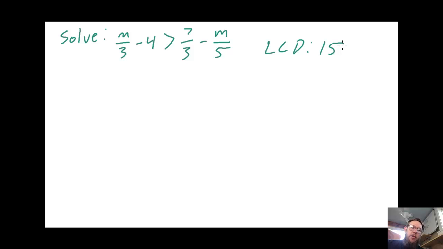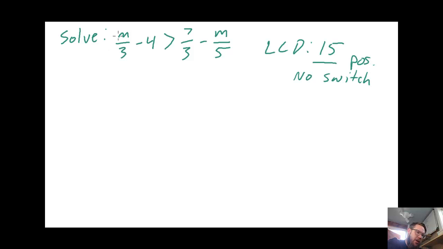What do we need to remember when we are multiplying or dividing both sides in an inequality? We have to remember that if we multiply or divide by a negative number, we're going to switch that inequality sign. So we're going to switch directions. This is a positive number, so we don't have to switch. If we add or subtract, we don't do anything to the inequality sign either. So we're going to multiply both sides by 15.